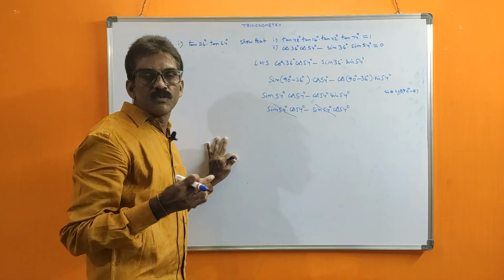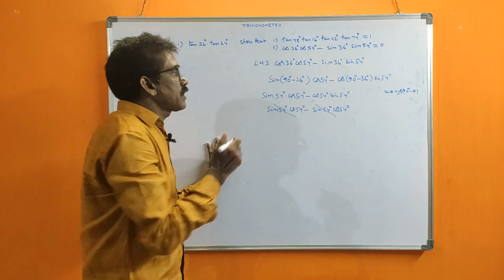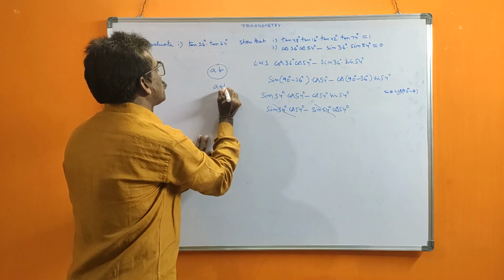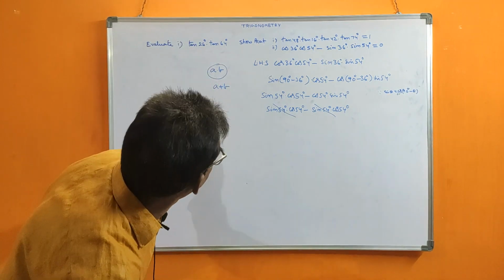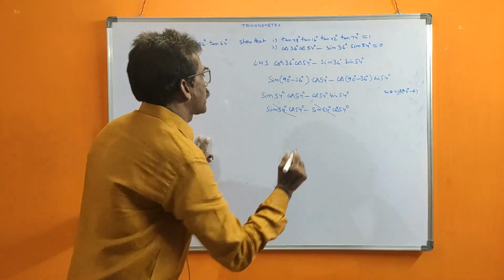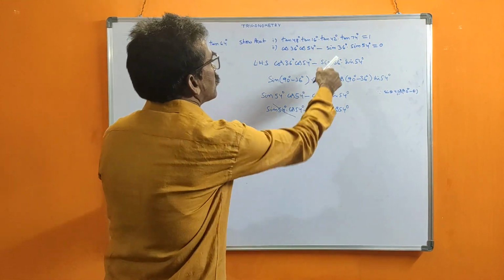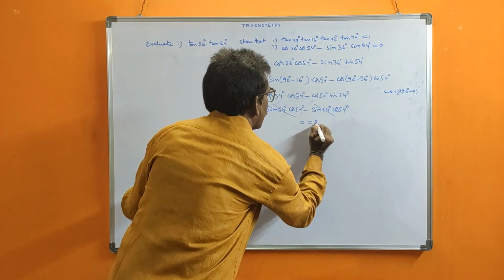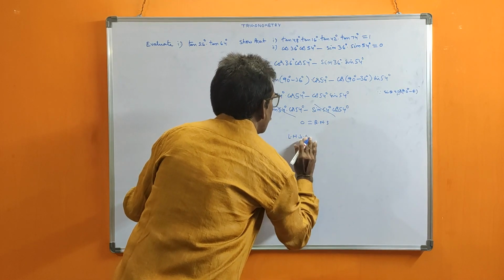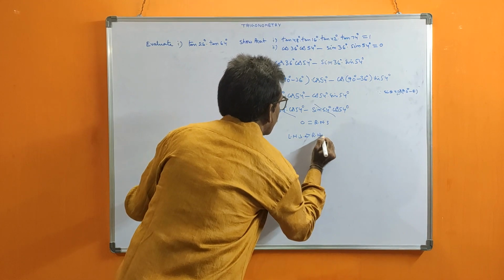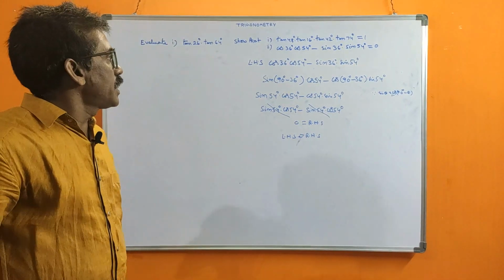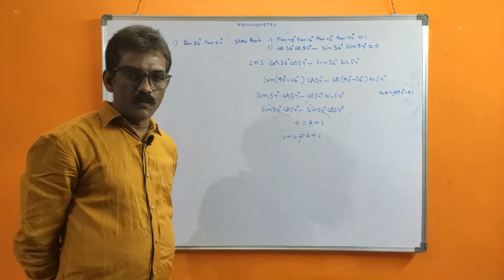A into b, ab is one term. A plus b is not one term. See, ab you take as a single term, but a plus b is two terms. So that's why. Now these two cancel, 0. So 0, this is RHS. LHS is equal to RHS. Hence proved. So in this way we can solve this type of problem.